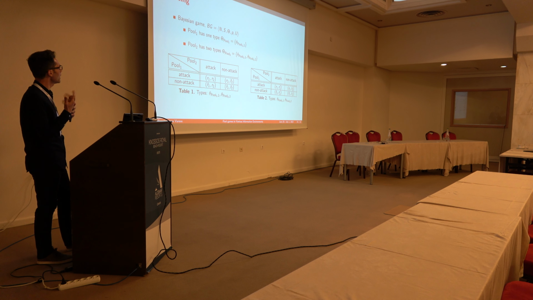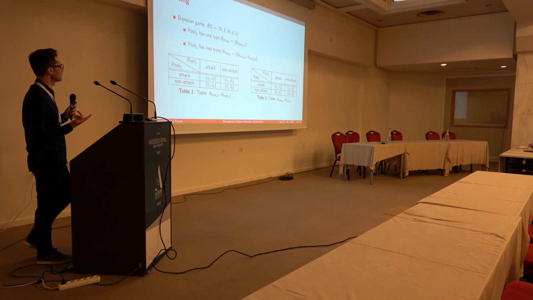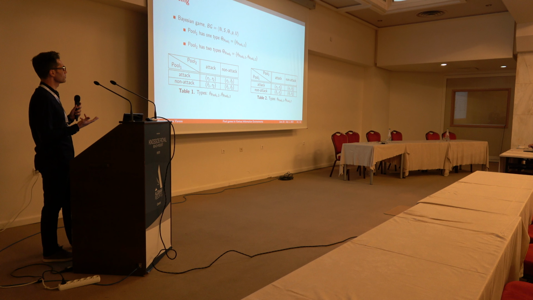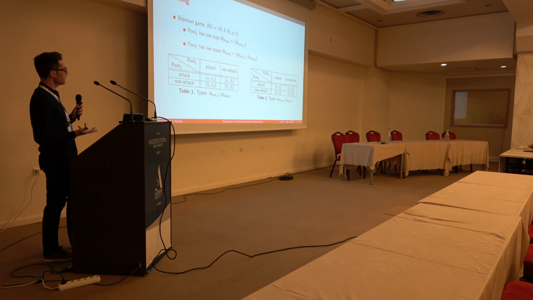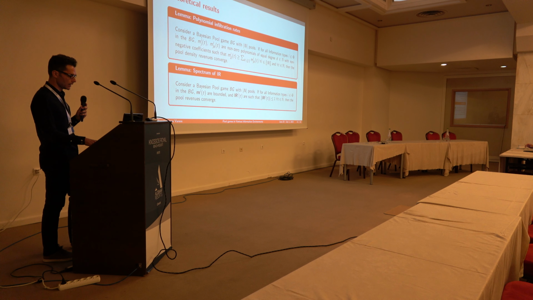Plugging this into the Bayesian game framework, we have this table of the Bayesian game. Pool 1 has only one information type. Pool 2 has two information types, and with this at hand, we recast this incomplete information case in these two tables, table 1 and table 2, where we compute the outcome of this interaction.